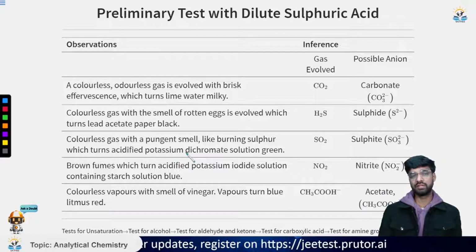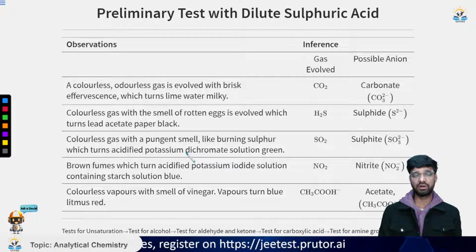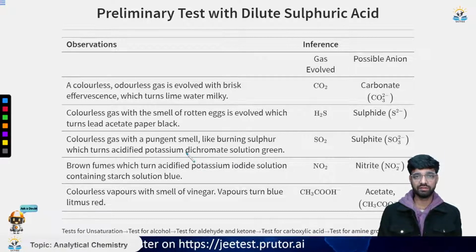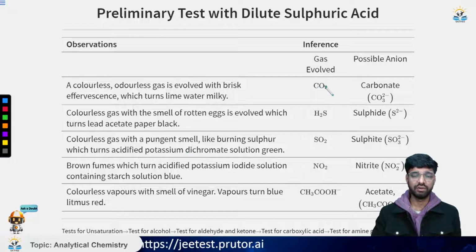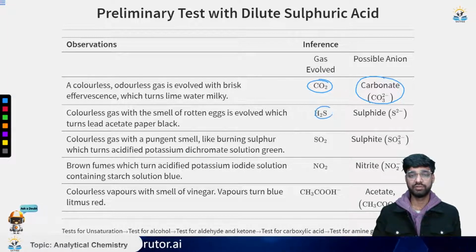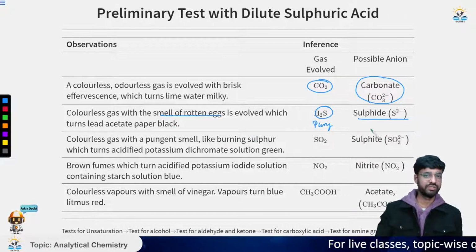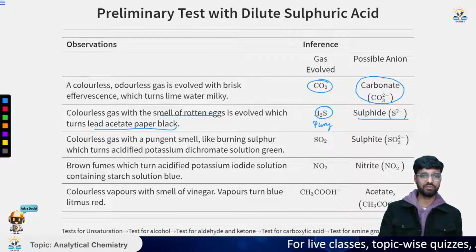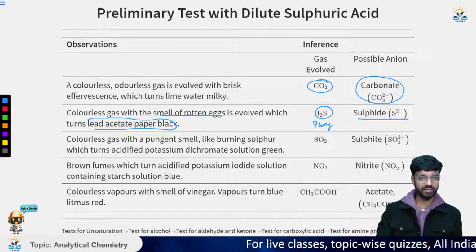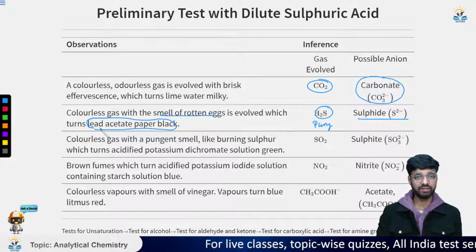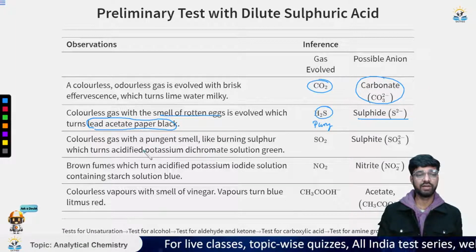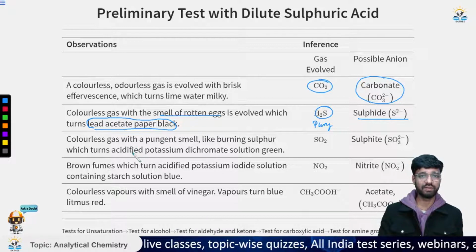We prepare the solution of dilute sulfuric acid with the salt, and we see the inference, that is, the gas that is released. If we get a brisk effervescence, then it is carbonate. Then H2S, which has a pungent smell, a rotten egg smell, means we have sulfide, which turns lead acetate paper black. It can be ascertained by treating with lead acetate paper, which turns black.